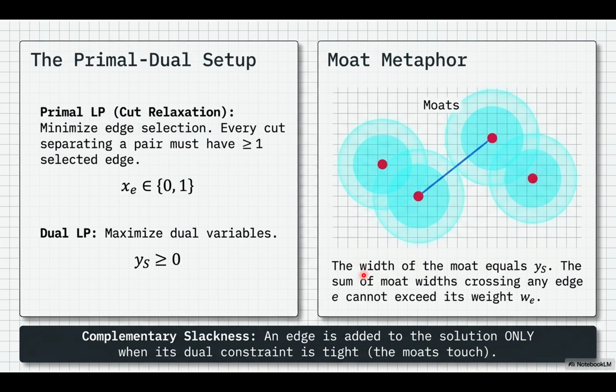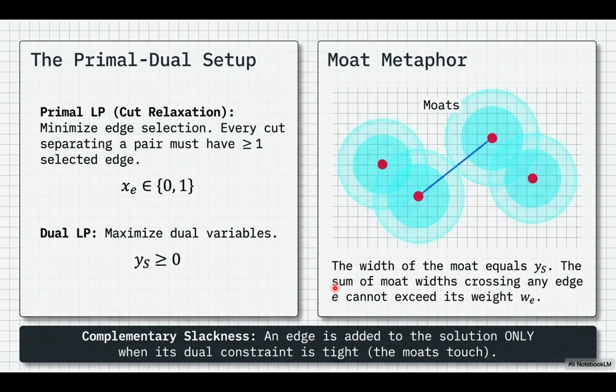But the accountant is forced to act by the other side of the equation. You have the dual linear program. And the goal of the dual LP is maximization. Right. It wants to maximize these mathematical values called dual variables. And the documentation visualizes these dual variables as physical, growing moats surrounding the terminal nodes that desperately need to be connected.